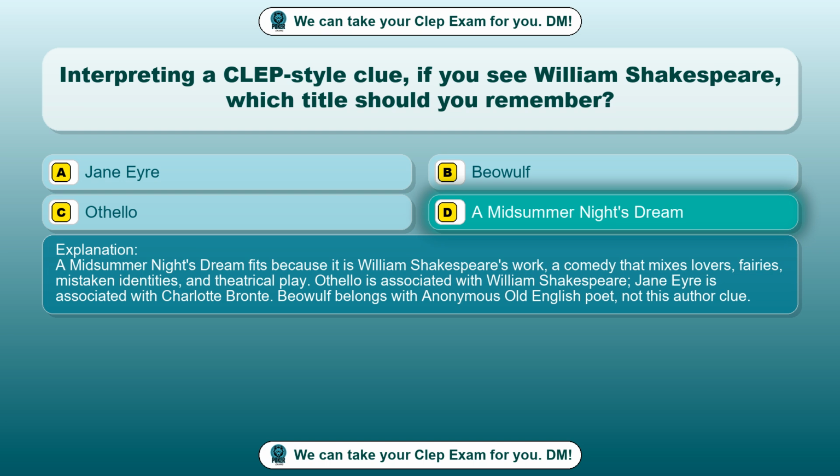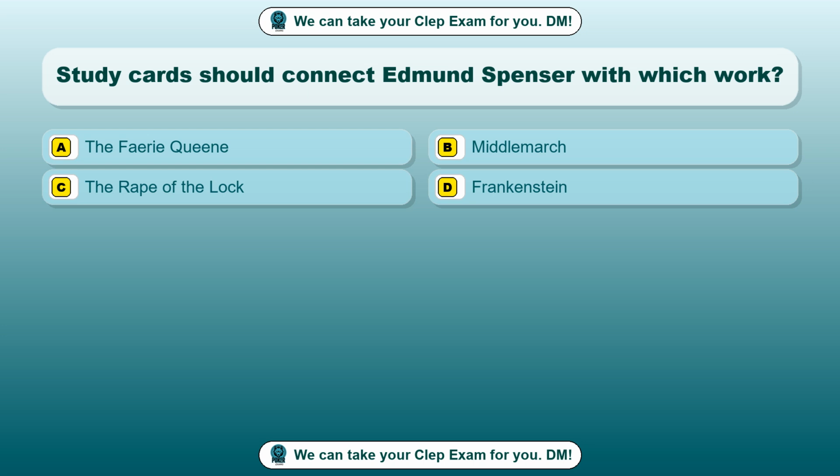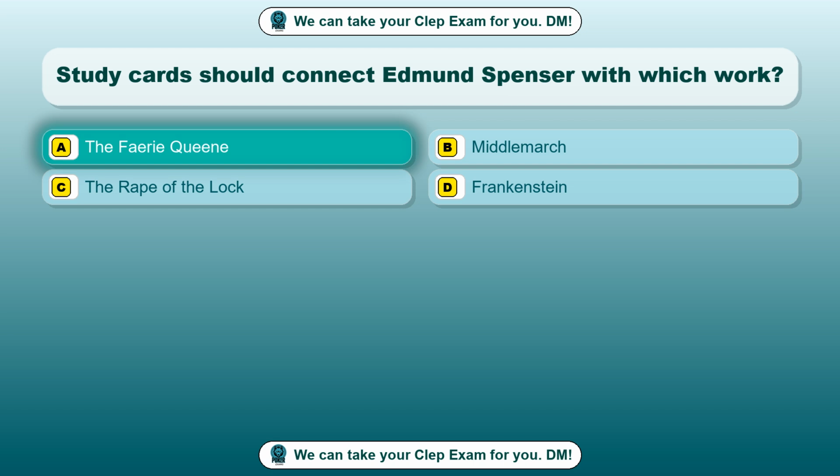Question 44. Study cards should connect Edmund Spenser with which work? Option A, The Faerie Queene. Option B, Middlemarch. Option C, The Rape of the Lock. Option D, Frankenstein. The correct answer is option A, The Faerie Queene.